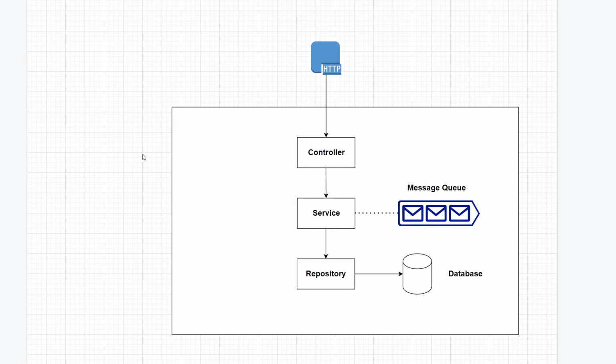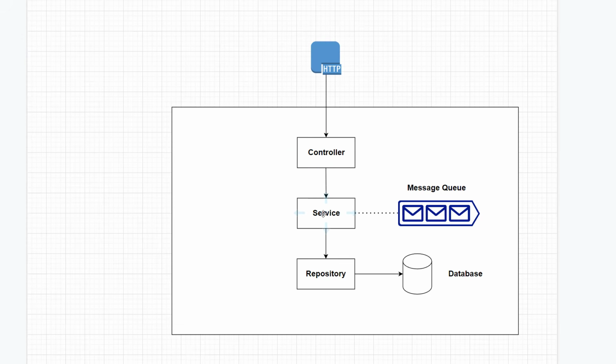Alright, so if you have a look at the logical architecture of each of the services, we have a controller, service, and a repository layer for each of the services. So in the controller layer, we will be receiving the HTTP request from the clients, and from there the business logic is being executed on the service layer.